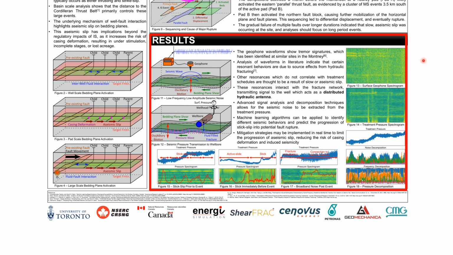On the right, we have plotted a spectrogram, which is a representation of the signal with frequency on the y-axis and time on the x-axis. We've also plotted a spectrogram of the treatment pressure over time, and we can see that the treatment pressure and the surface geophone spectrograms show analogous signals with similar frequencies throughout time as hydraulic fracturing was completed on the site.